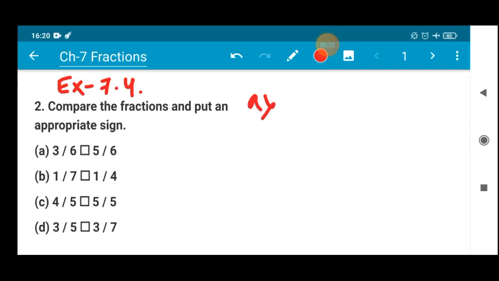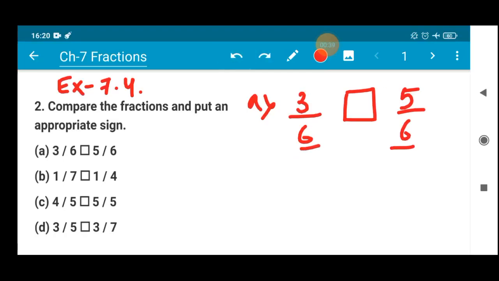So the question A that we have here is 3 by 6 and 5 by 6. You can easily see that both the denominators are same, absolutely same. So when both the denominators are same, you can easily compare the numerators, right? In such a condition 5 is greater, so I'm going to put the less than sign over here.